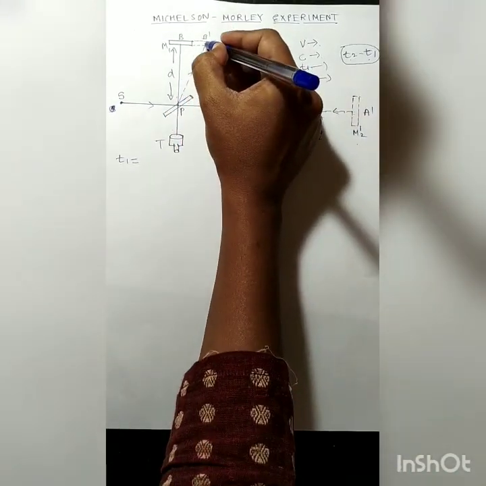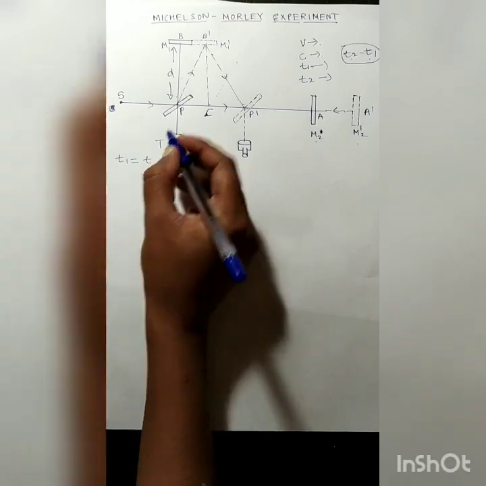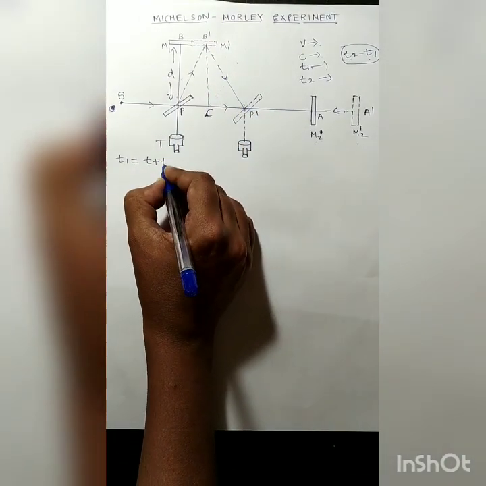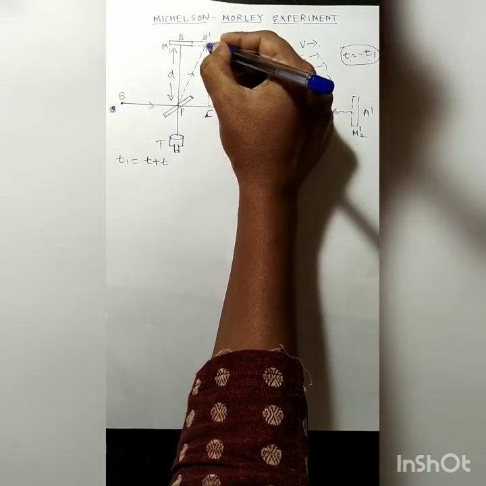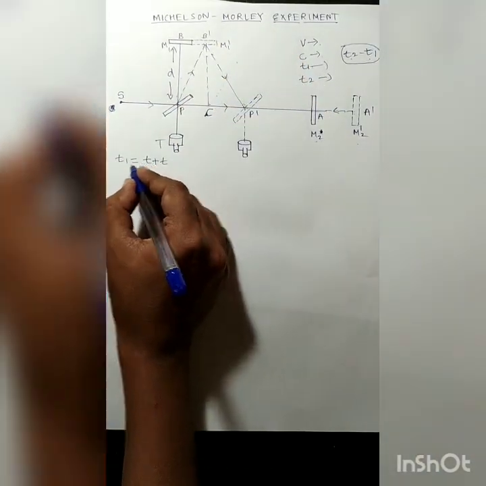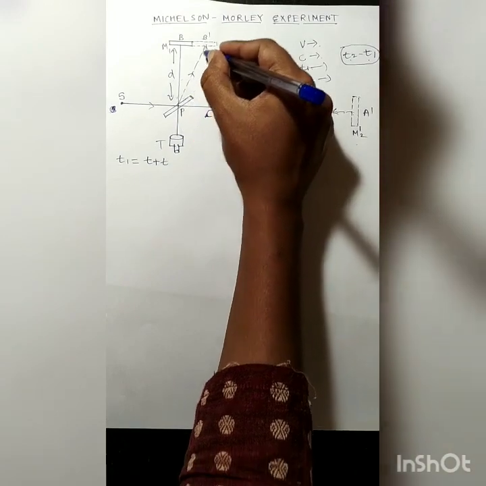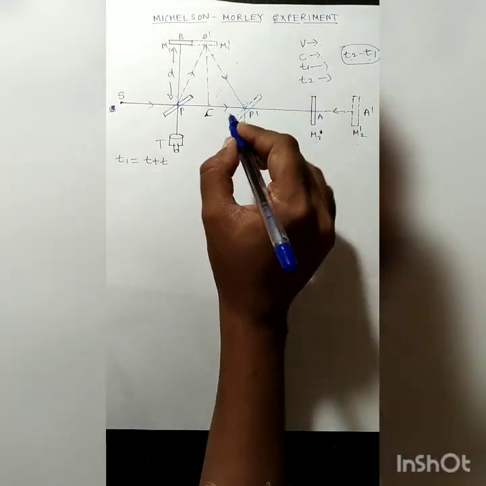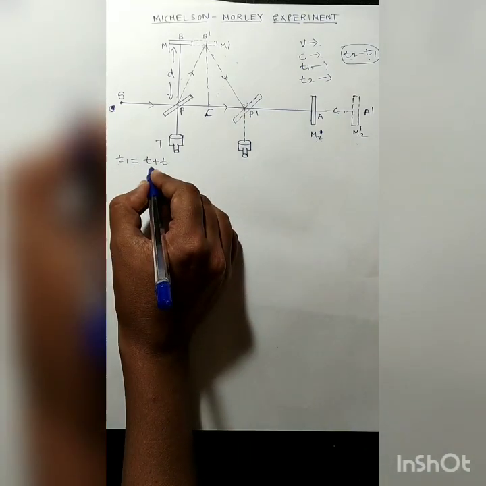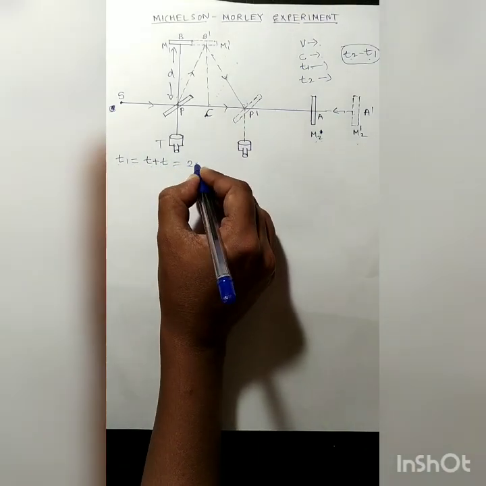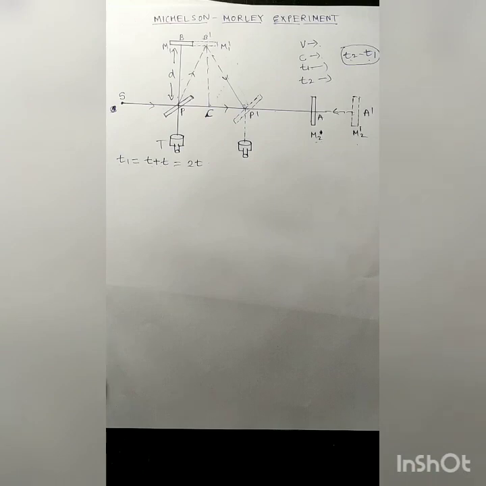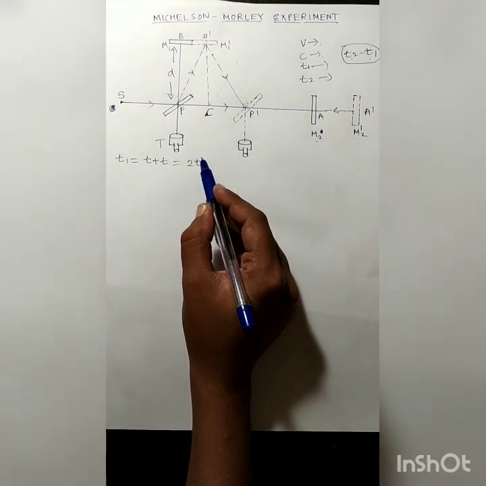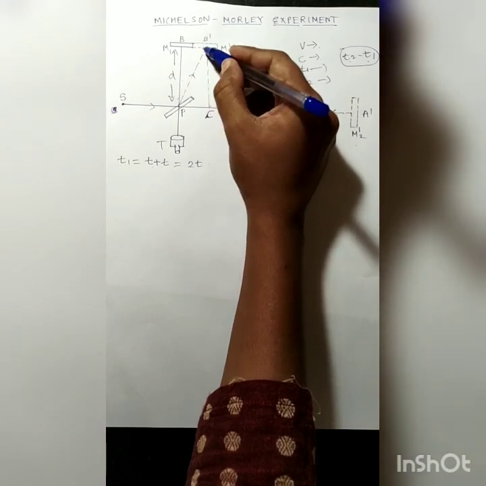Okay, so while going how much time had it taken? T, and while coming back how much time had it taken? Again T. So if you add these two, while going and while coming back, you get the total time taken by the reflected ray to reach the P dash point. So T1 is equal to T plus T, which is equal to 2T. T1 is equal to 2T we got. Now how to calculate this T? I want to know this calculation of the T.